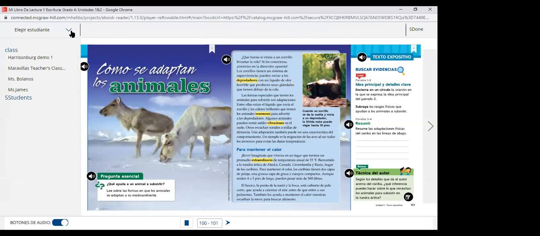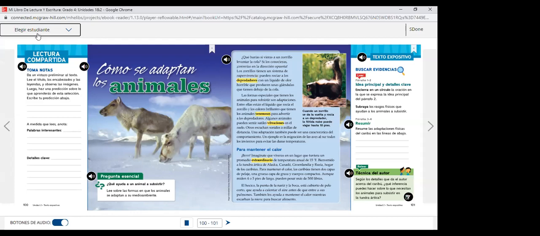Yo creo que ninguna de estas maestras tiene estudiante. Escojo mi clase. So in your case, you would click on your class and down here, all of your students would appear. You would click on your student's name and you would be able to view that student's page in the reading writing companion, or in el libro de lectura y escritura.